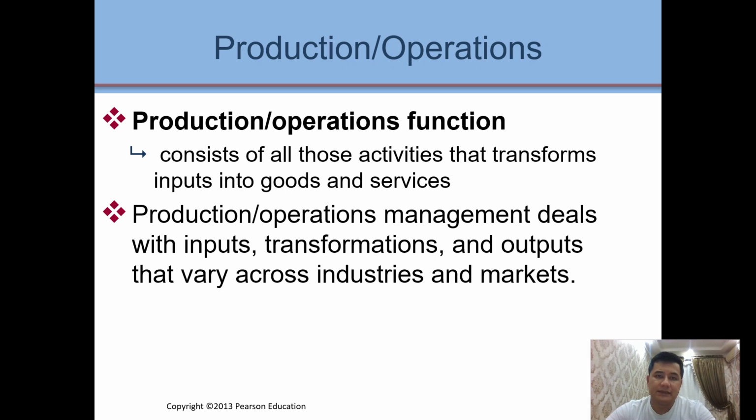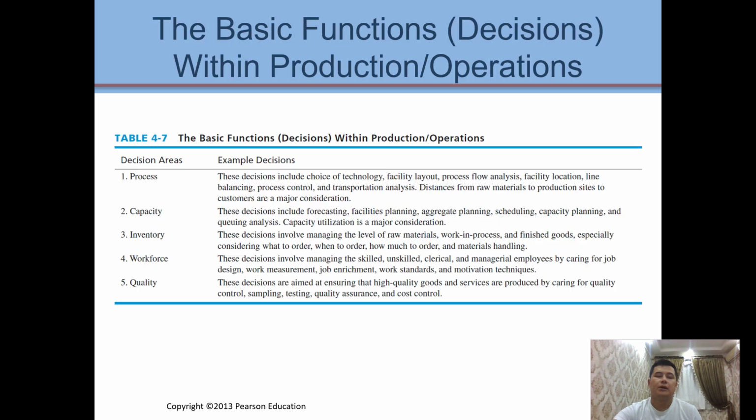So, here, production and operation functions consist of all those activities that transform inputs into goods and services. Production operation management deals with inputs, transformation, and outputs that vary across industries and markets. So here, the basic function, the decisions within production operations. What are the decision areas? They are processes, and I will give you example decisions.